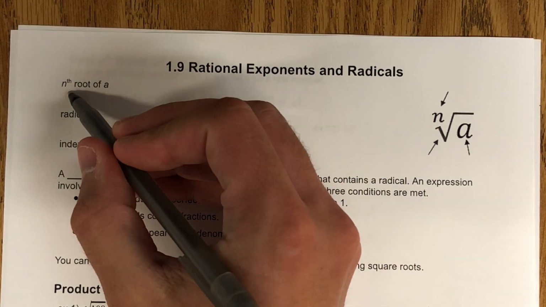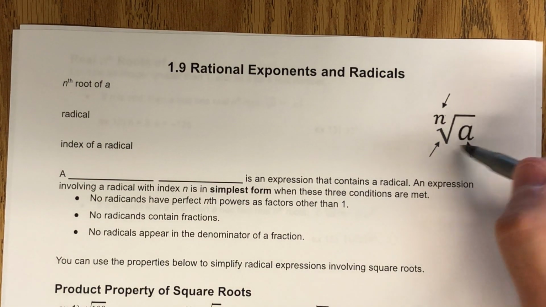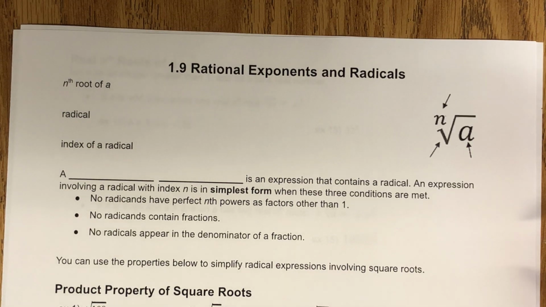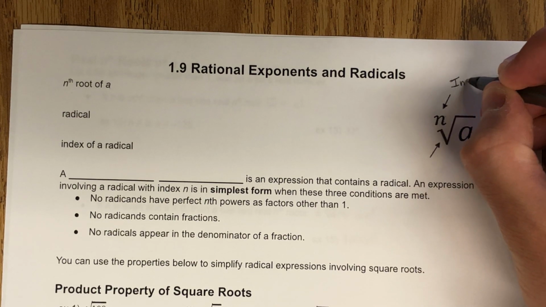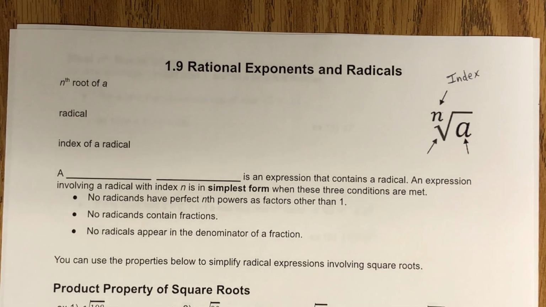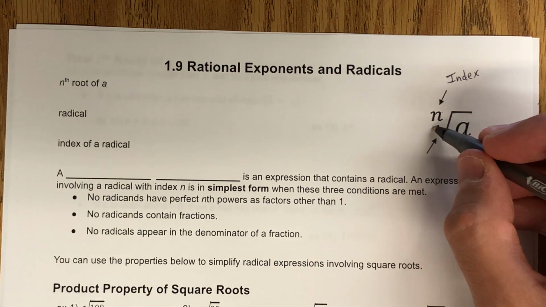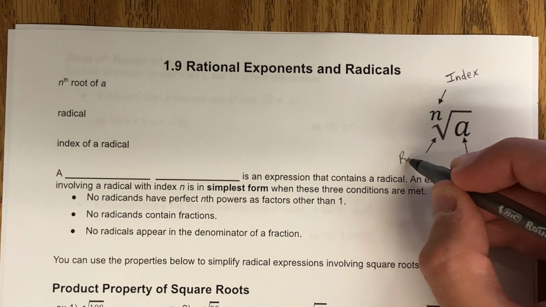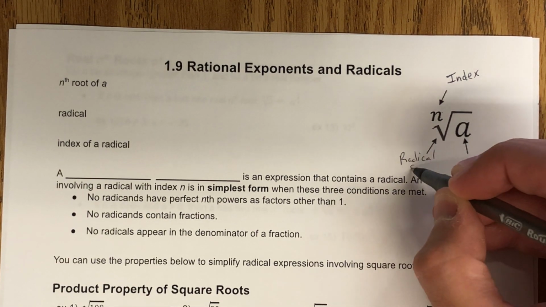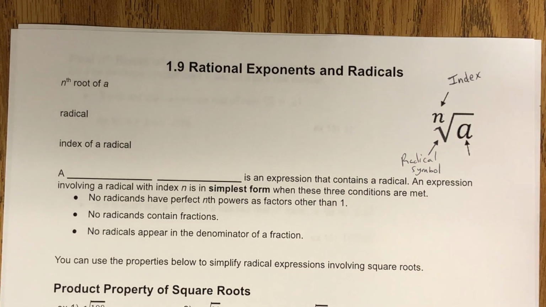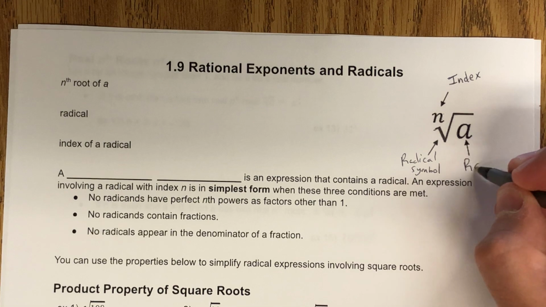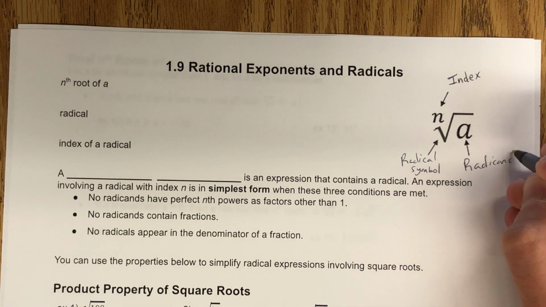Starting off with the nth root of a. This is in reference to this image over here, where we have your n, your number root, which we call the index. This is our root, or our radical symbol. And then we have what we're taking the root of, which is referred to as the radicand.